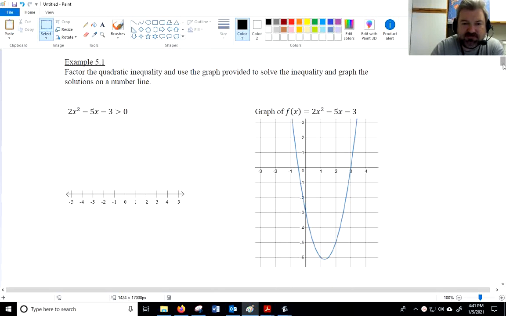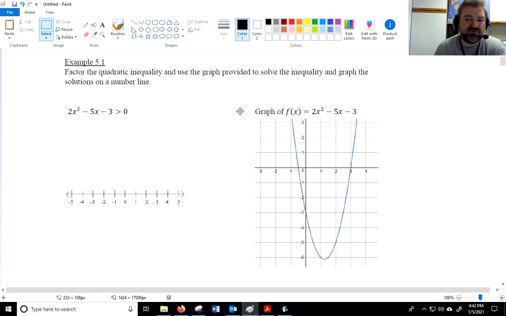Example 5.1. We're going to factor the quadratic inequality, use the graph provided to solve the inequality, and graph the solutions on a number line. So the problem we have is that inequalities are not what we call equivalence relations. They don't have all the nice rules that the equal sign and a few other relations in math have. For example, they don't have symmetry, meaning that if I say 3 is greater than 2, I can't just rewrite that like I could with an equal sign, right? If I say A equals B, I can say B equals A, and that's the same thing. So they don't follow our nice rules, and because of that, we have to keep making adjustments.